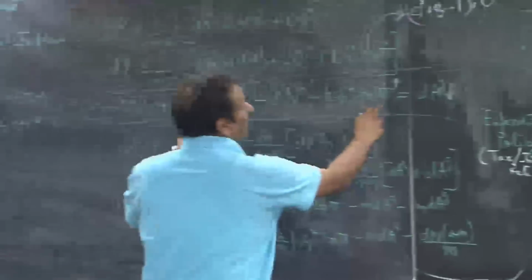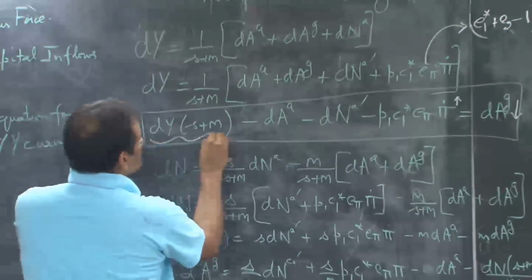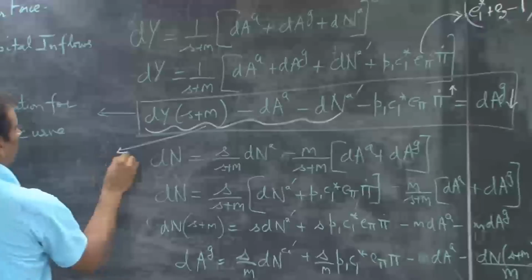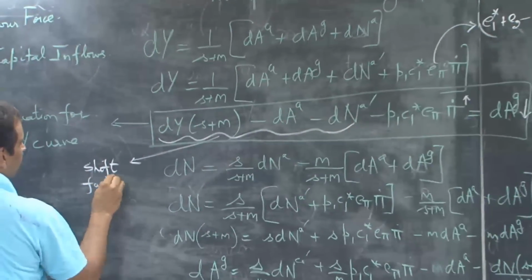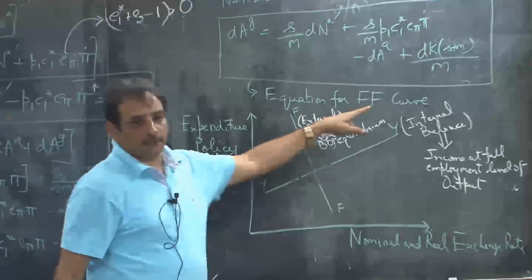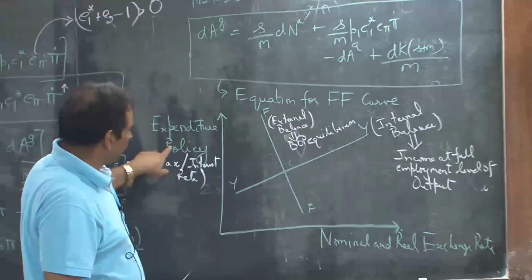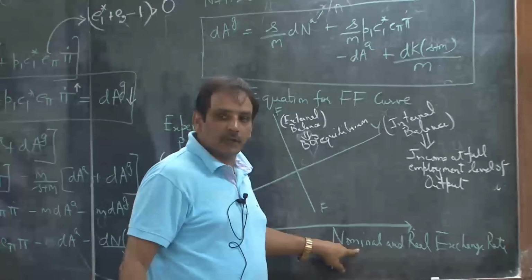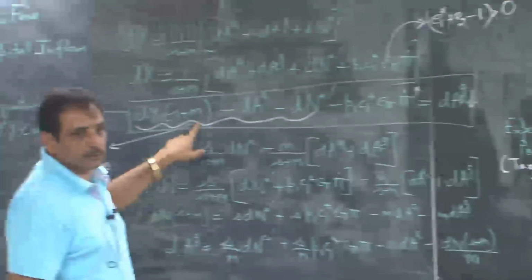If you see this equation, it has also the shift factors, which are these. So any changes in these will bring about shifts in the YY curve, because the YY curve is a relationship between the expenditure policy and nominal and real exchange rates. All other factors are shift factors.